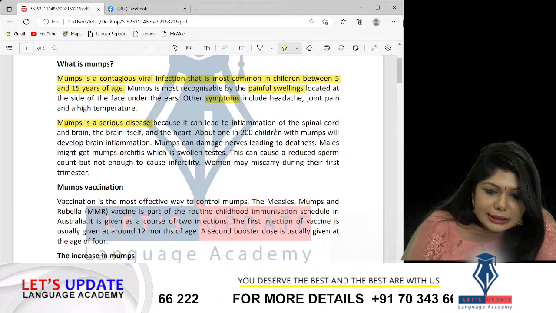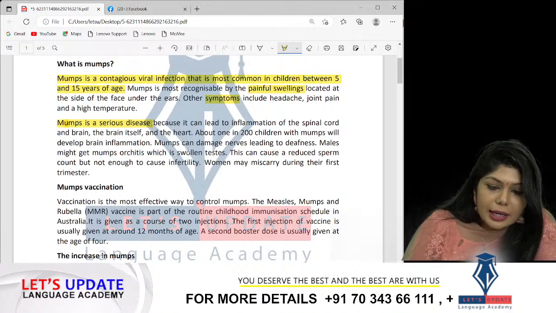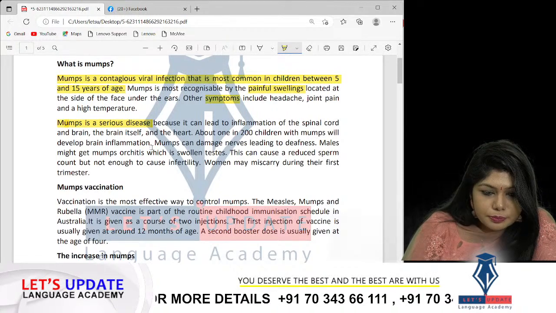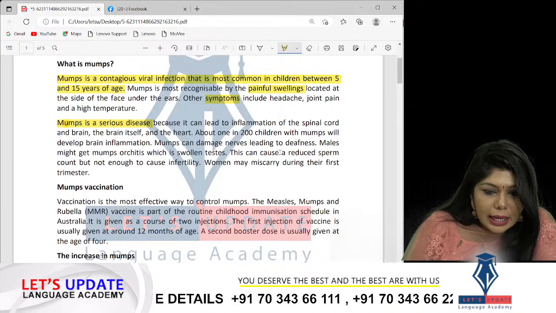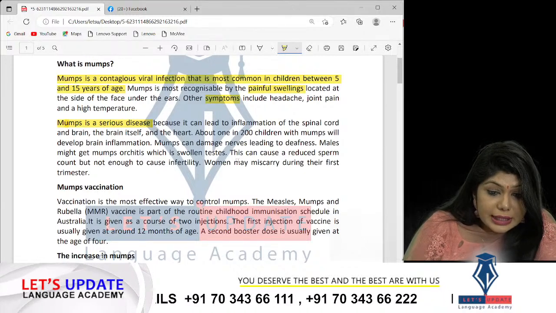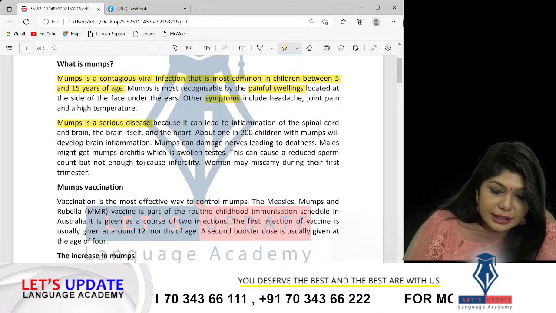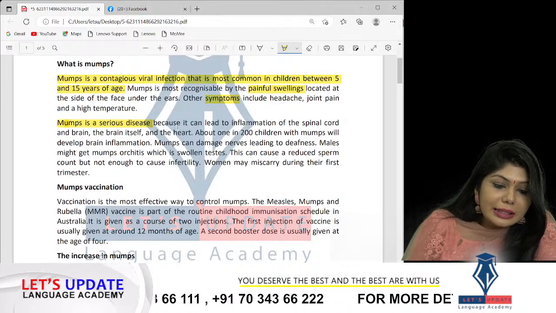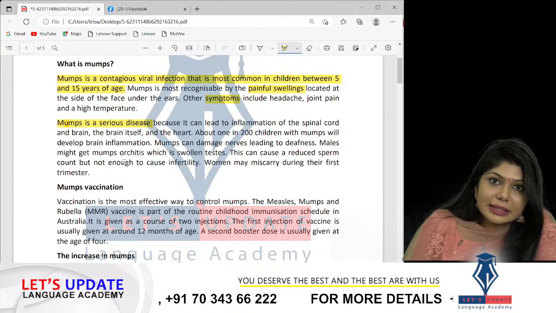Because it can lead to inflammation of the spinal cord and the brain itself and the heart. About 1 in 200 children with mumps will develop brain inflammation. Mumps can damage nerves leading to deafness. Males might get swollen testes, which can cause a reduced sperm count but not enough to cause infertility. Women may miscarry during their first trimester. So this is the information given to justify why mumps is a serious disease.